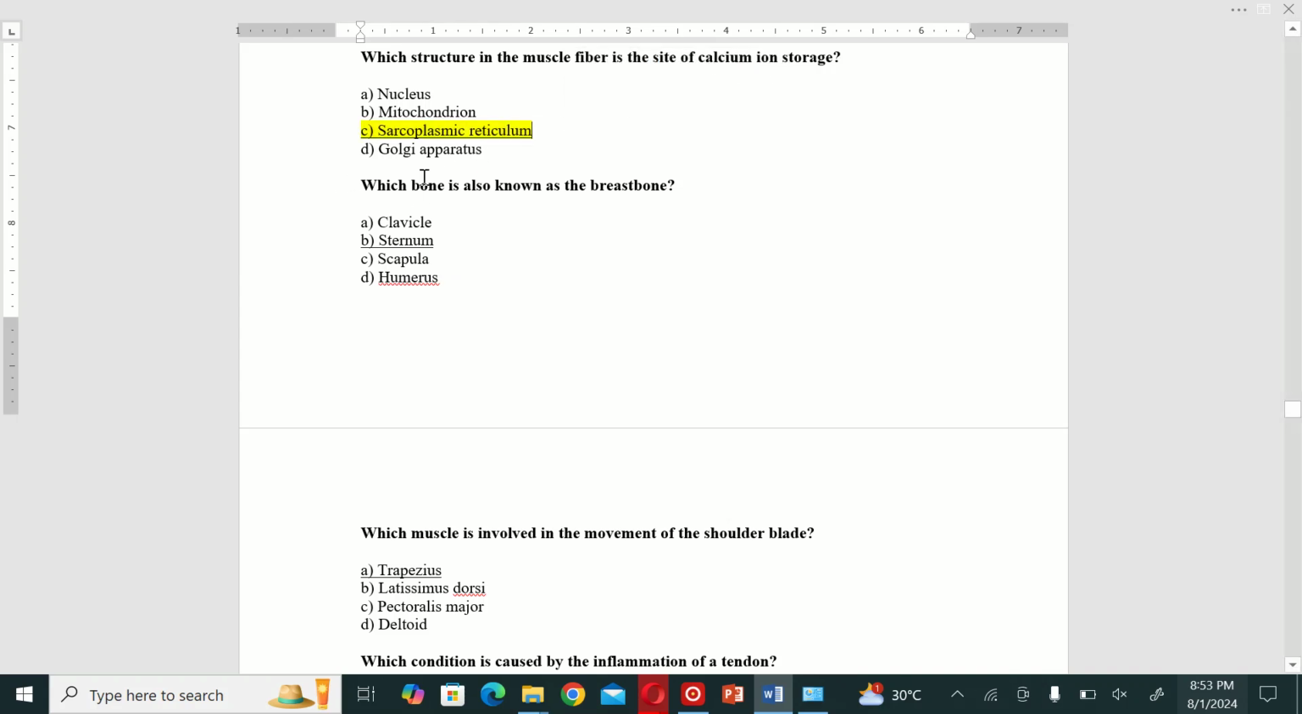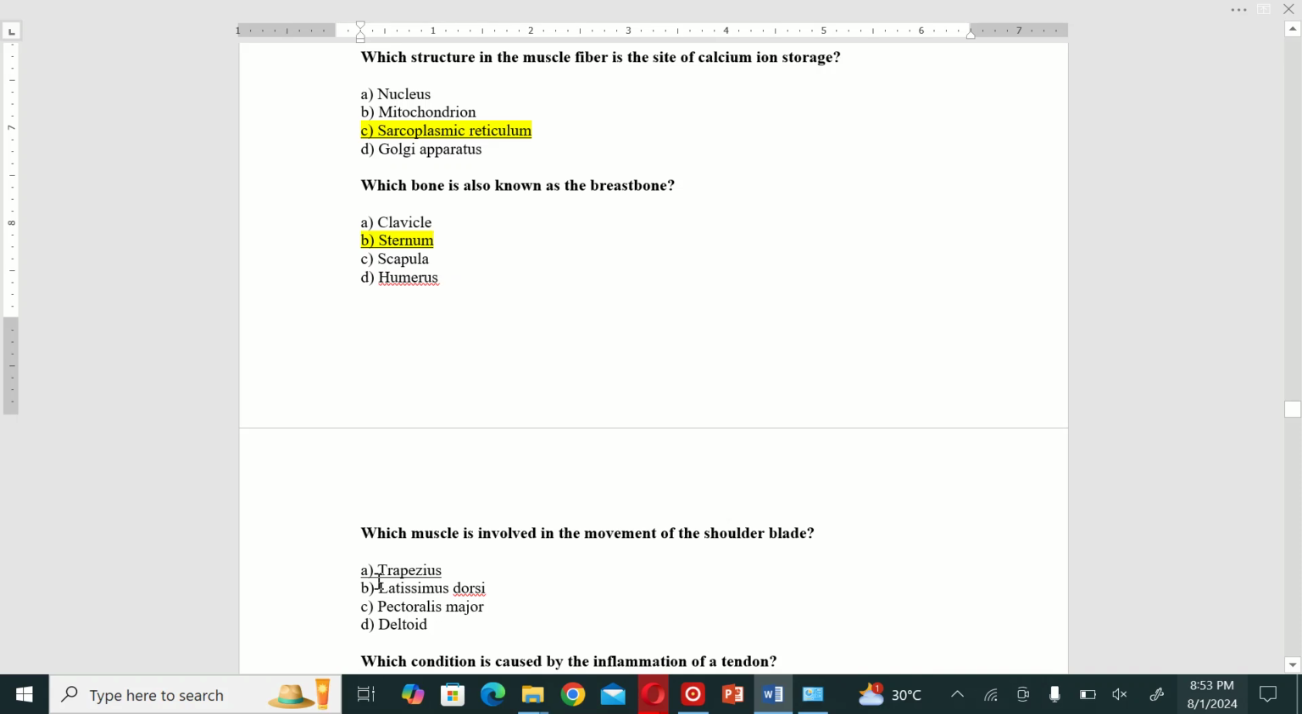The next MCQ is: which bone is also known as the breastbone? A. Clavicle, B. Sternum, C. Scapula, and D. Humerus. So the correct option is B. Sternum.